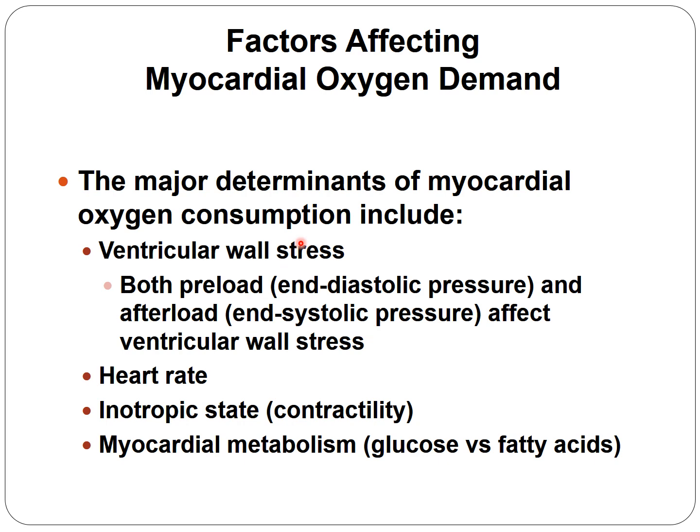The major determinants of myocardial oxygen consumption are the ventricular wall stress, which is influenced by both preload, the end diastolic pressure, and afterload, the end systolic pressure; heart rate, as I mentioned before; inotropic state, contractility; and the myocardial metabolism, glucose versus fatty acids.